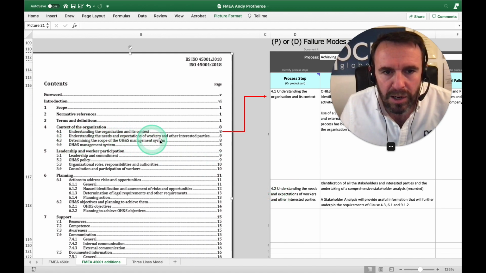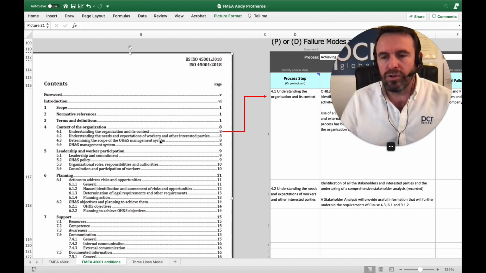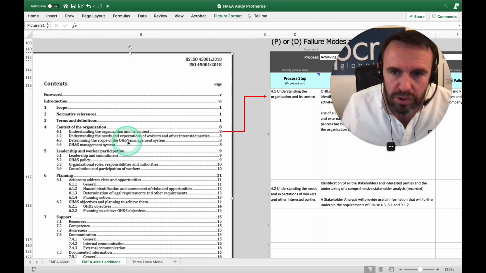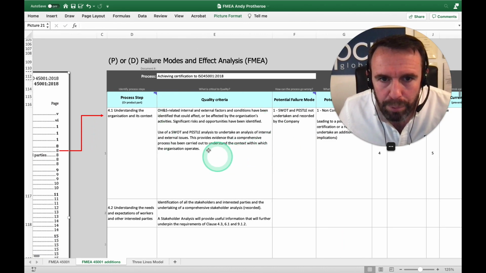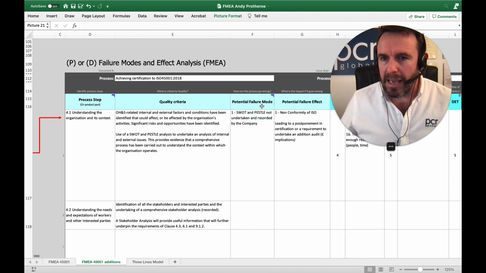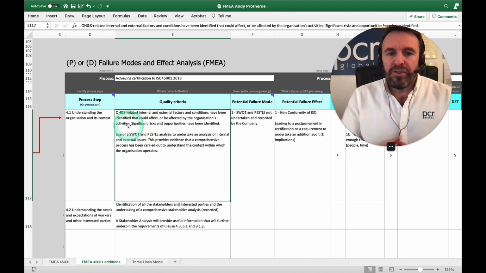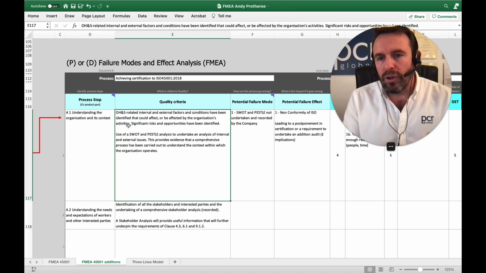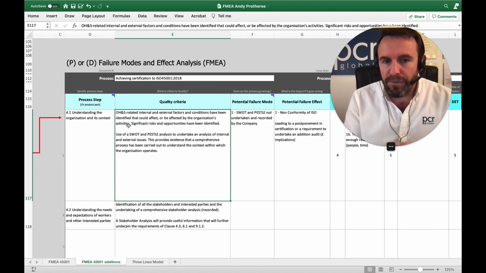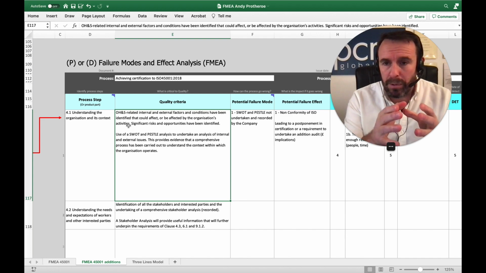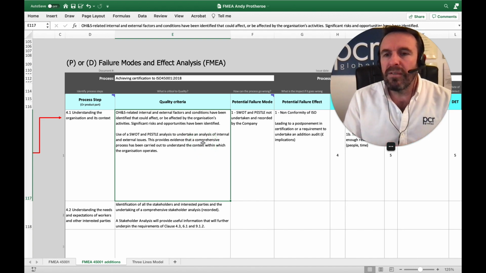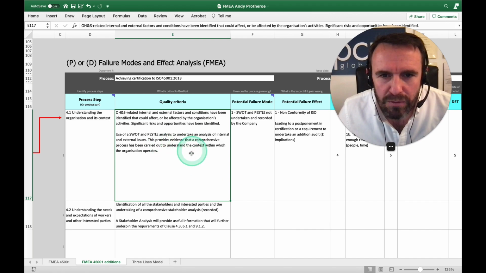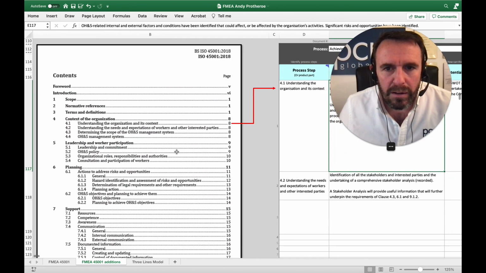4.2, understanding the needs and expectations of workers and other interested parties. Behind every one of these clauses, there's a requirement. There's going to be a criteria. There's going to be a quality criteria. So then we can put that into what is critical to quality. In this case, it is occupational health and safety risk, related internal and external factors and conditions have been identified that could affect or be affected by the organisation's activities. Significant risks and opportunities have been identified. That's what we need to be able to do. So, by using a SWOT and PEST analysis to undertake analysis of internal and external issues, then it does give us evidence. So, we've put the quality criteria behind the input.